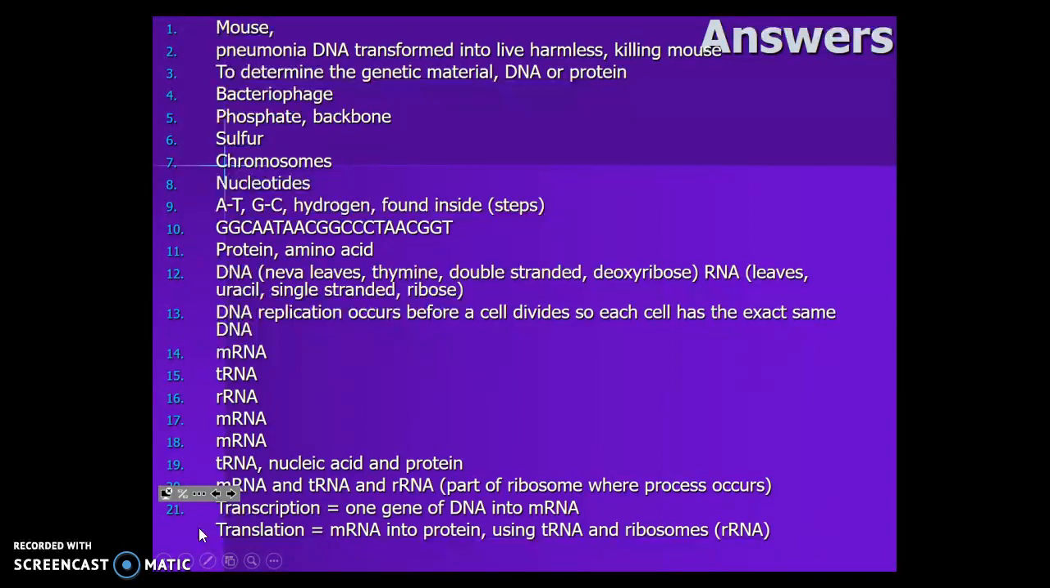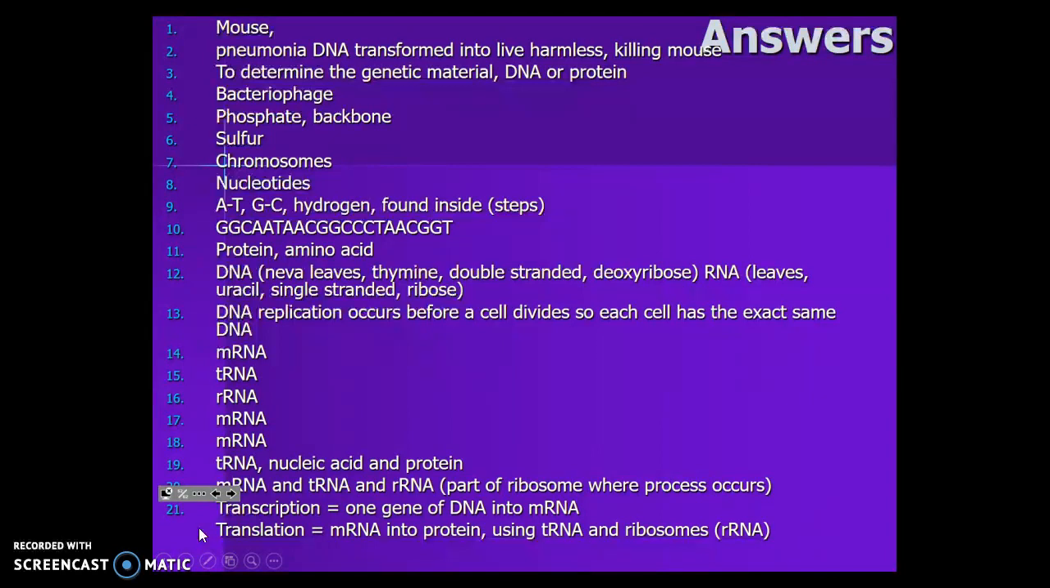Number 7. Genes are subunits of what level of DNA? Well, genes are subunits of chromosomes. Number 8. Bases are subunits of what level of DNA? Well, since bases are parts of nucleotides, they would be the subunits of a nucleotide.